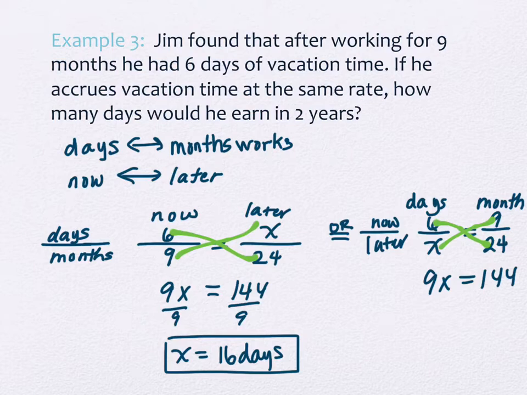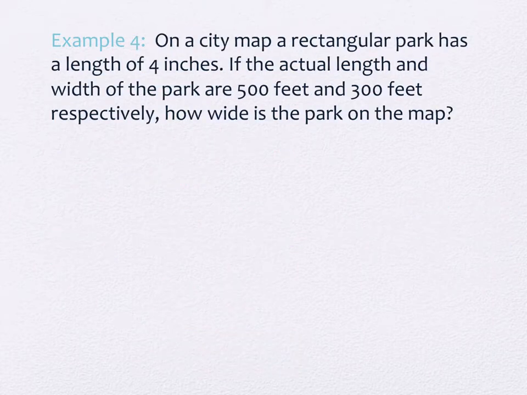All right, let's take a look at a map question. Okay, again, we're always going to start the question by asking ourselves what things are being compared. On a city map, a rectangular park has a length of 4 inches. If the actual length and width of the park are 500 feet and 300 feet, respectively, how wide is the park on the map?